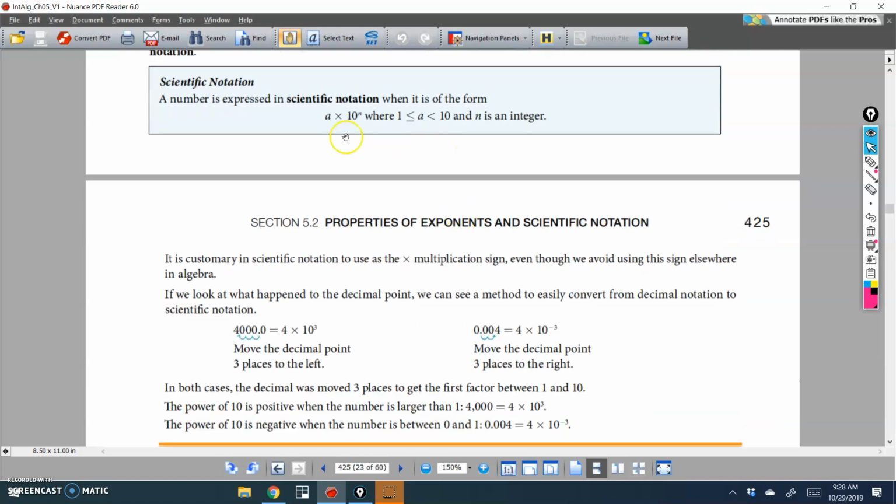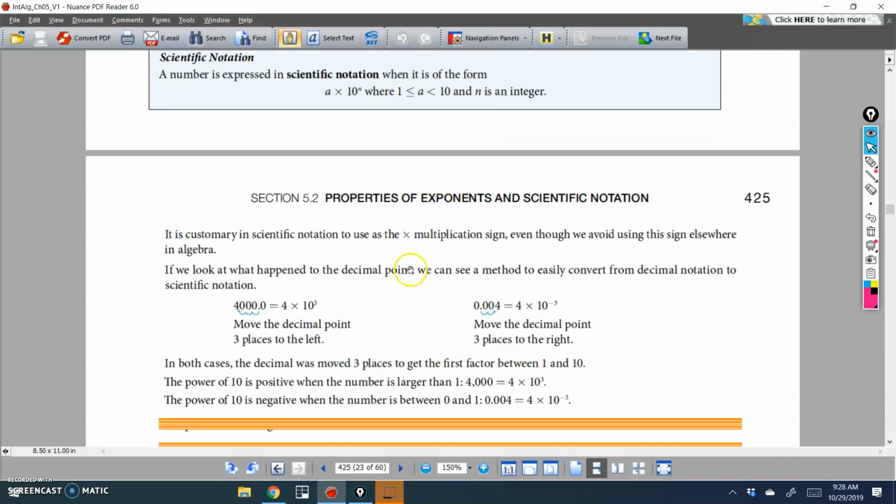So scientific notation. A number is expressed in scientific notation when it is of the form a times 10 to the n. A has to be greater than or equal to 1, and it has to be less than 10, so be careful of this. And n is an integer, which means a whole number, positive or negative, so no decimals in here.